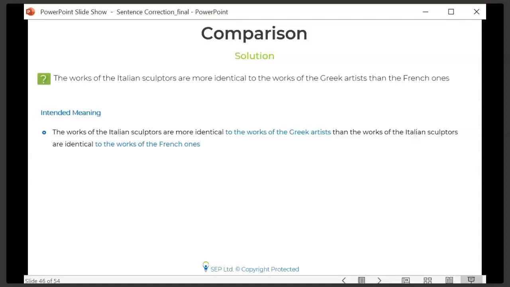So are you guys clear? Now let me just reset this. Are you guys clear with this intended meaning?